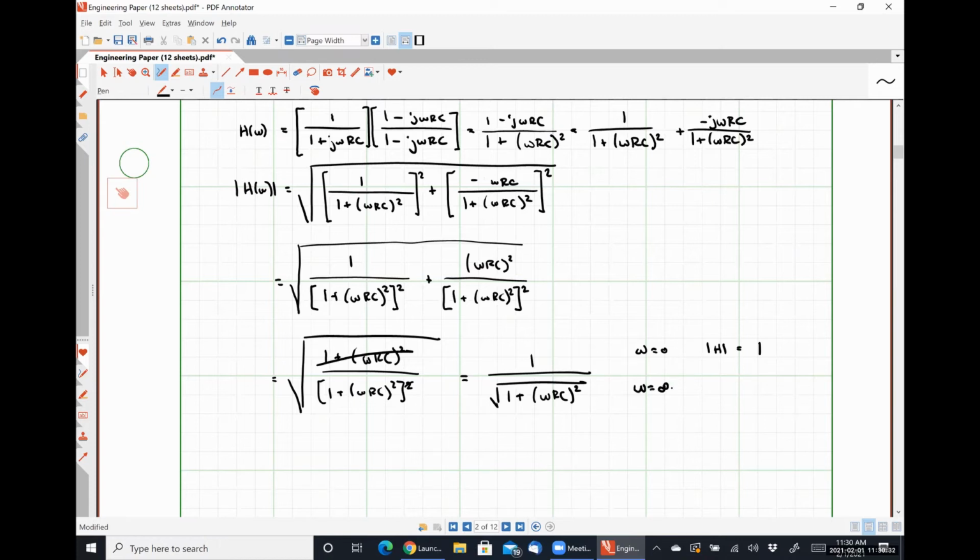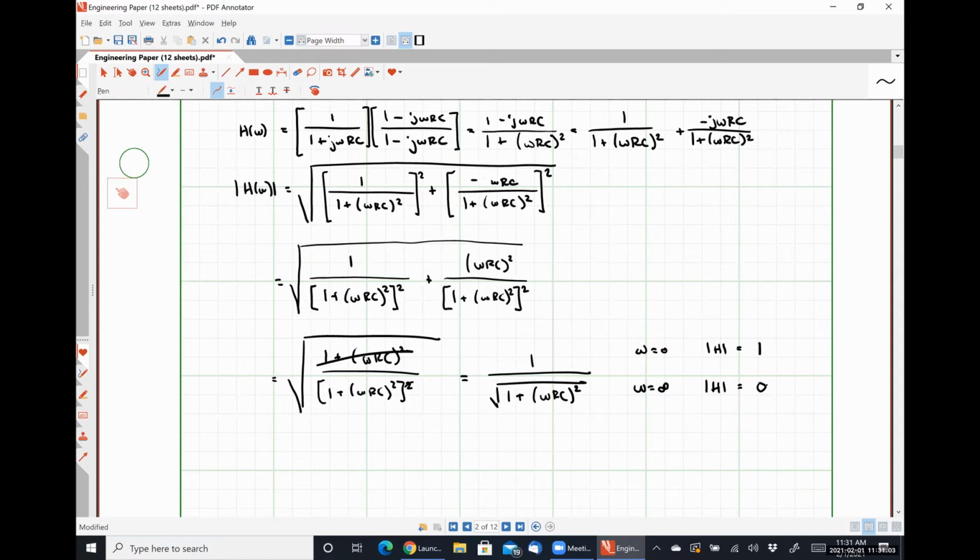What about for very high frequencies? It's going to be 0, right? Because when omega approaches infinity, we're going to have 1 over infinity, which is 0. So we are passing very low frequencies and rejecting very high frequencies. What type of filter is this? A low pass filter. Absolutely right. That's how we test, right?